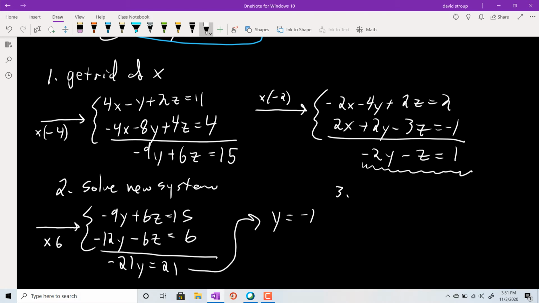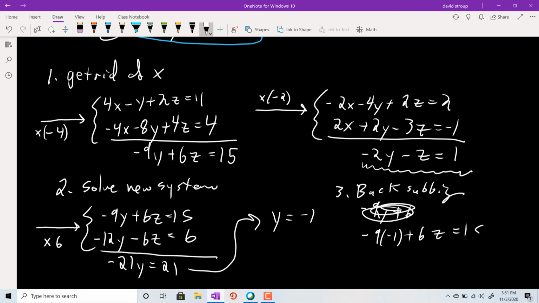Finally, you just do a bunch of back subbing, right? So back subbing. First, I'll pick any equation that has the y and the z in it. So I'll just pick the first one I see, negative 9y plus 6z. Oops, I'm supposed to be putting in y, right? So negative 9 times negative 1 plus 6z equals 15. So negative and negative is positive, 9 plus 6z equals 15. And then 6z will equal 6, and so z will be 1.